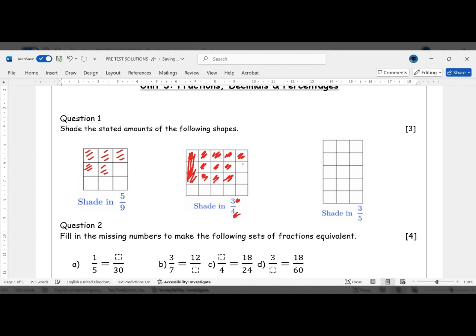The last shape is 3 out of 5. And again, each column has 5. So I'm going to shade 3 out of 5 in each. All right, you can do a better job of shading, but 3 out of 5 in each column. Okay, find the missing numbers.